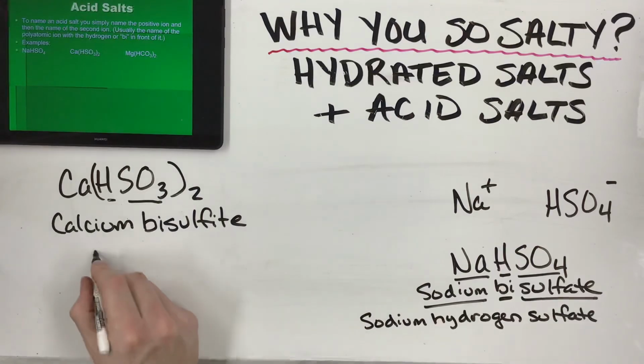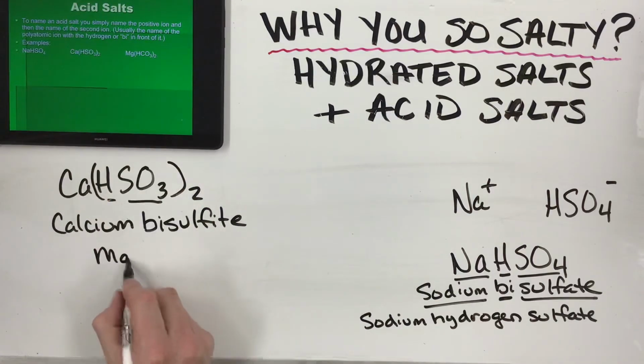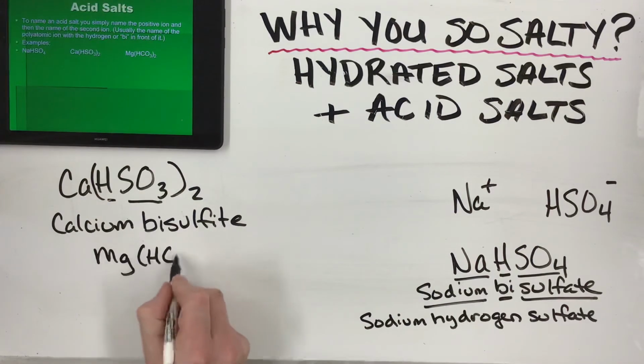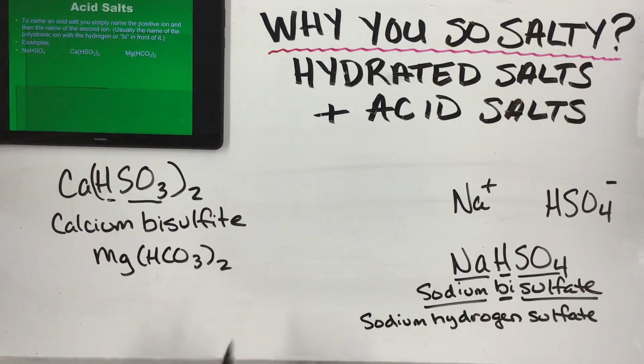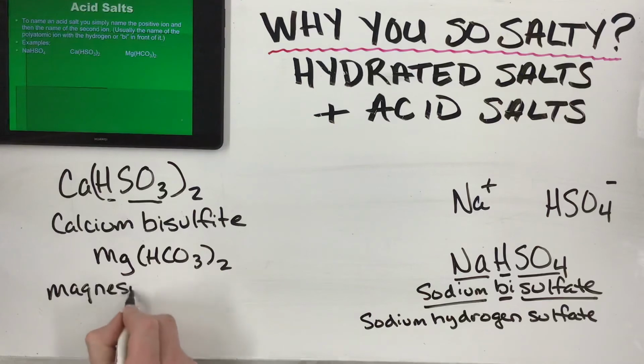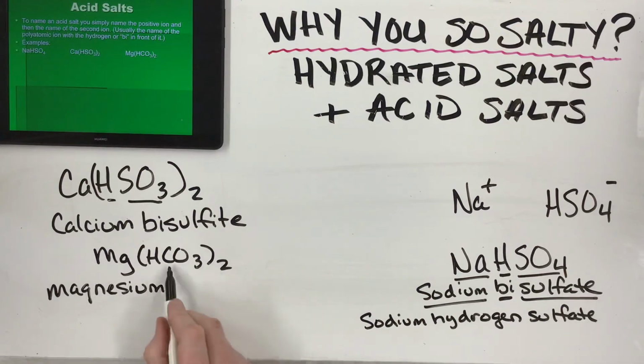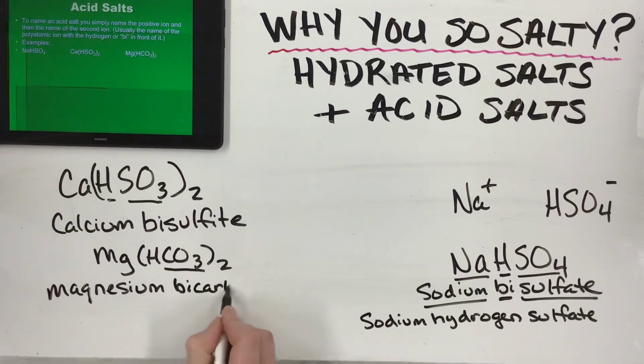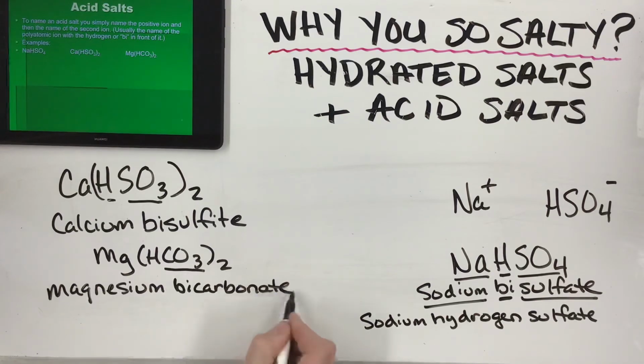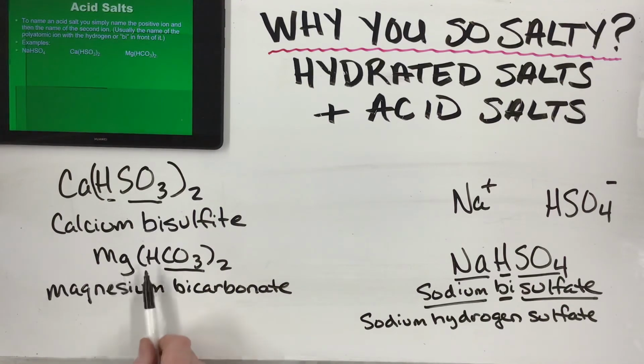The other one, the third one here, is magnesium Mg(HCO3)2. This is going to be magnesium. This is carbonate, and with the H, it's bicarbonate. I use Nick the camel to help me with this. Magnesium bicarbonate, or I can call it magnesium hydrogen carbonate. Either one is entirely acceptable.